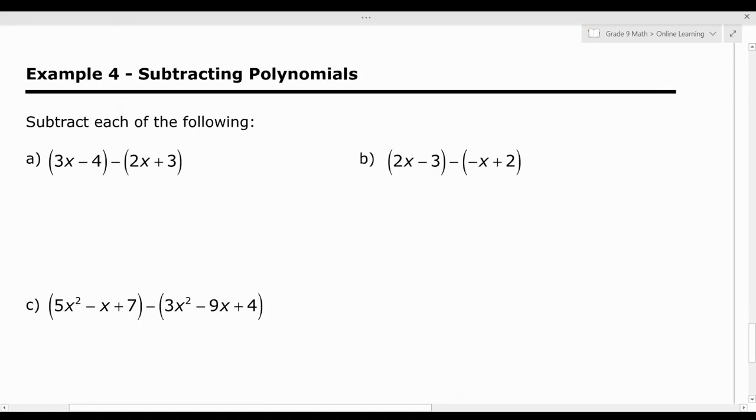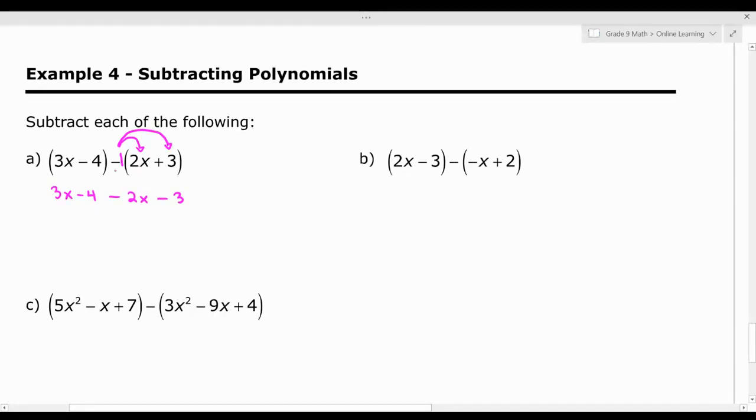Okay, last one. So what if we subtract polynomials? Question A is asking you to take a binomial and subtract another binomial. Now, you have to be careful. I'm going to look at this set of brackets. There's nothing in front, right? So I am allowed to just go 3x minus 4. This set of brackets, though, technically there's a negative 1 there. So this negative has to get applied to the 2x. So I would get negative 2x. And it has to get applied to the 3. So I would get minus 3.